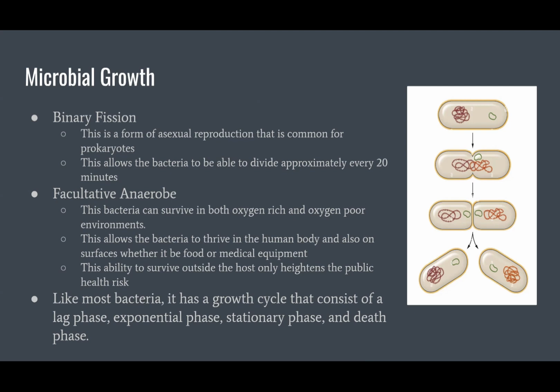As a facultative anaerobe, E. coli O157:H7 can grow in both oxygen-rich and oxygen-poor environments, helping it survive on food surfaces and in the human gut. This adaptability contributes to its role in foodborne illness and outbreaks.